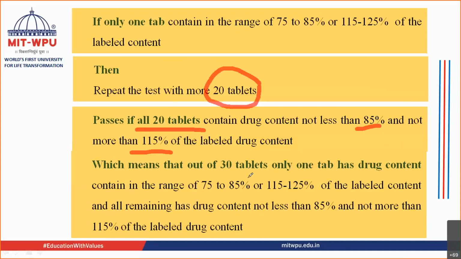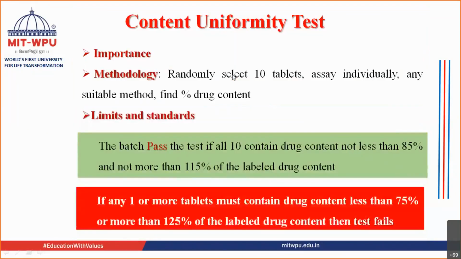So out of 30 tablets, only one tablet is allowed to have a content variation of 75 to 85 or 115 to 125. Got it? And no tablet out of these 20 tablets should be less than 85 or more than 115. Got it? Understood? Please read it. If you are not able to understand, I'll go to the previous slide. Kindly read this, then I'll go to the next slide. Again, you read it, and please ask me if you have any question.